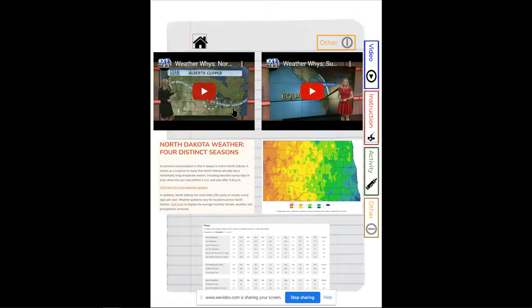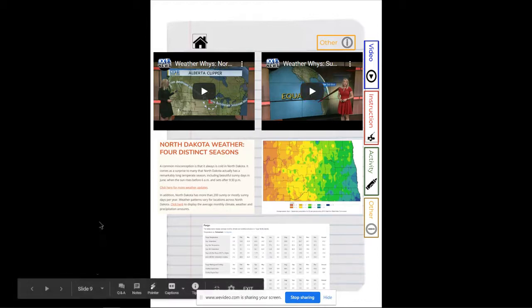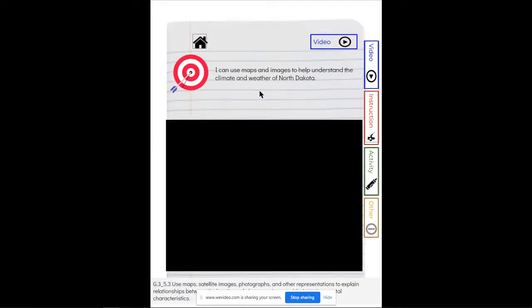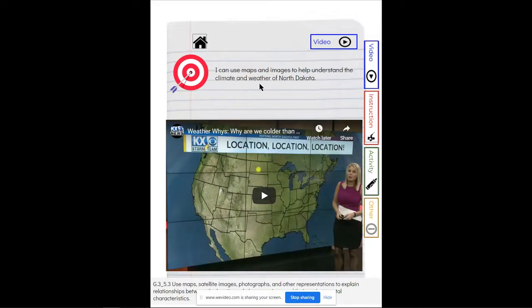And then both of these are great YouTube videos that explain how the jet stream affects weather in North Dakota and how the angle of the sunlight that hits North Dakota affects the weather and the climate of North Dakota. Because again, when all is said and done, climatologists and meteorologists, your goal is you can use maps and images to help understand the climate and the weather of North Dakota.